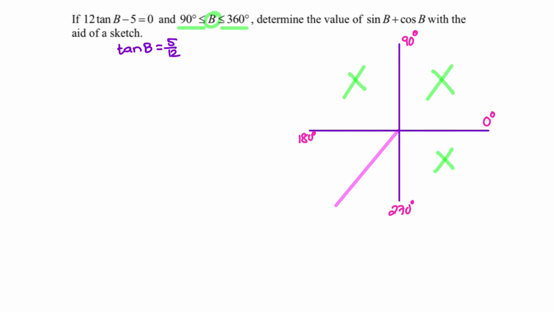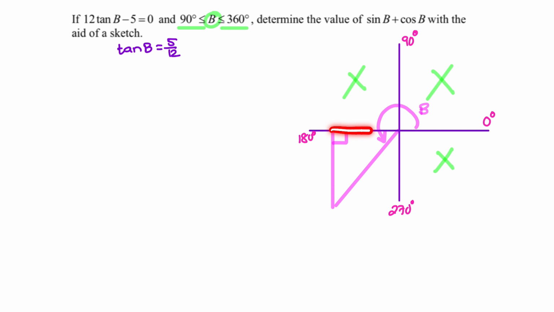So I'm going to draw in that triangle. And notice I draw in a right-angled triangle. So the angle of B would be between 180 and 270 degrees. Now a lot of students get confused when we use 5 over 12. It's like, where do I find the 5 and the 12? And in this triangle, what is opposite and what is adjacent?